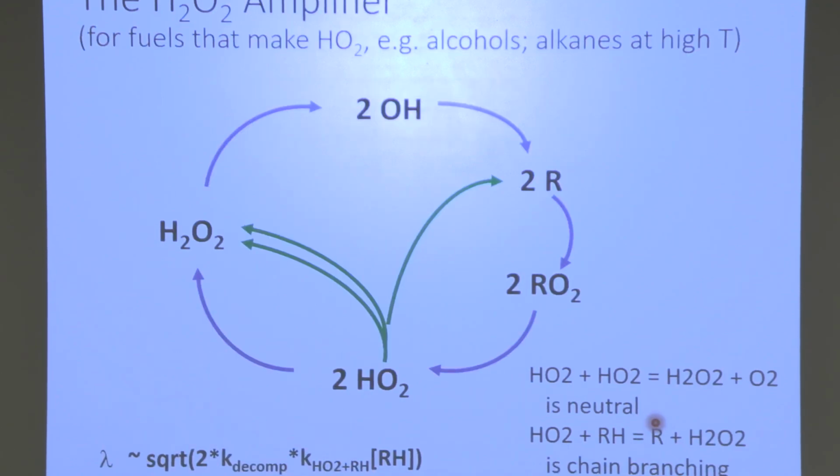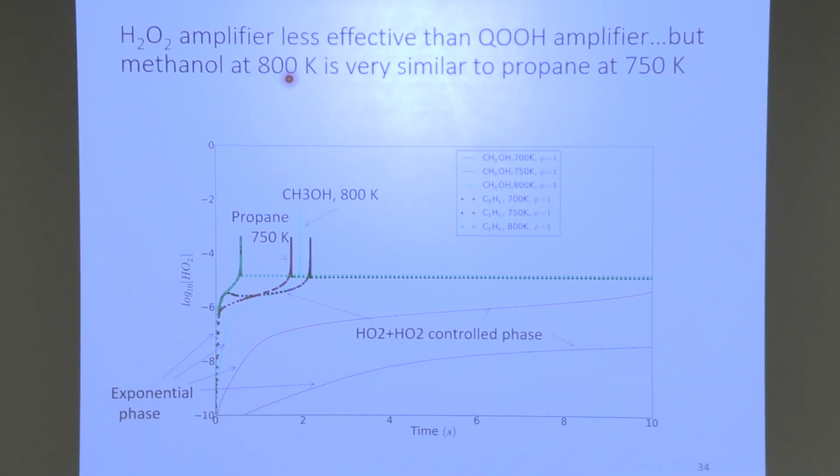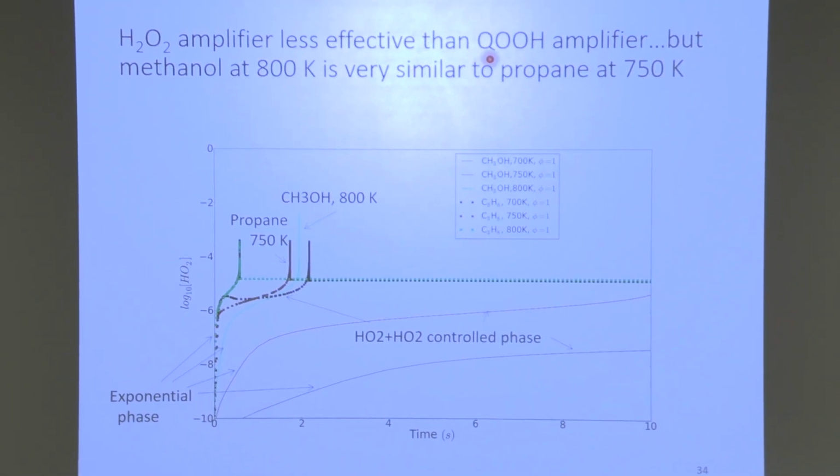All right, so I showed you this already. The H2O2 amplifier is way less effective, has a much longer time constant than the QOH amplifier. And so it makes the temperatures longer. And so what happens is methanol mostly just does this one pathway. Propane does this pathway first and then that pathway. And you get kind of similar behavior with methanol at 800 Kelvin compared to propane at 750 Kelvin.